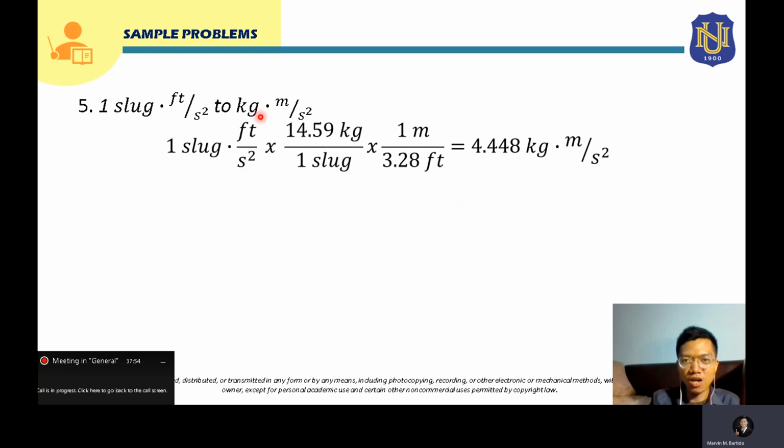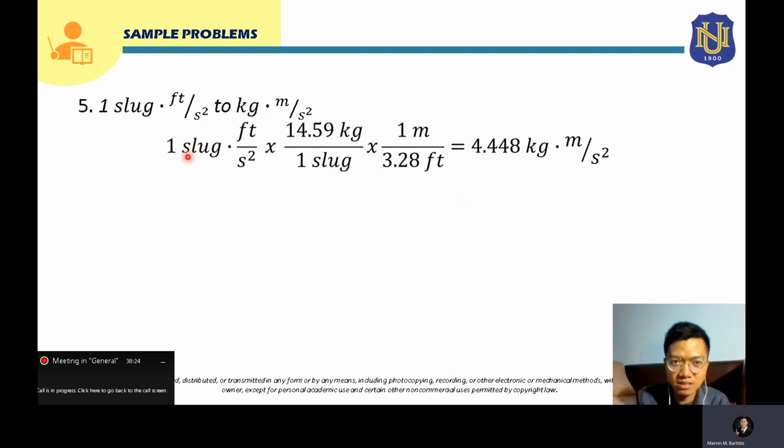For our solution, we have to convert slug to kilogram and then feet to meter. Converting slug to kilogram, using this formula for this solution. For every one slug, we put slug at the denominator to cancel slug. For every one slug, we know that we have 14.59 kilograms.